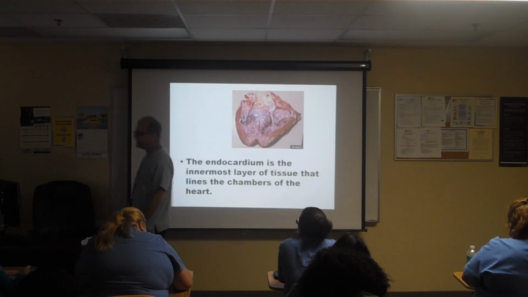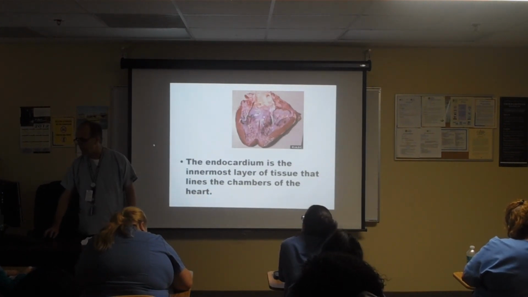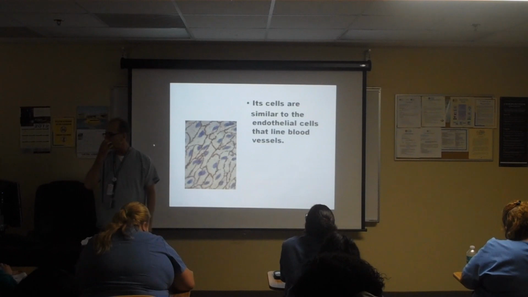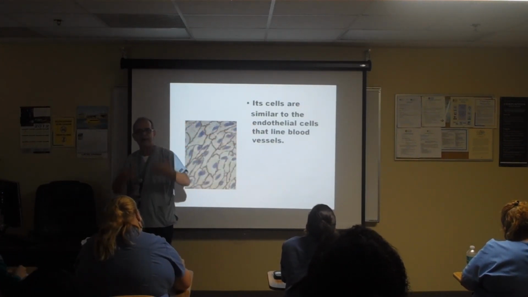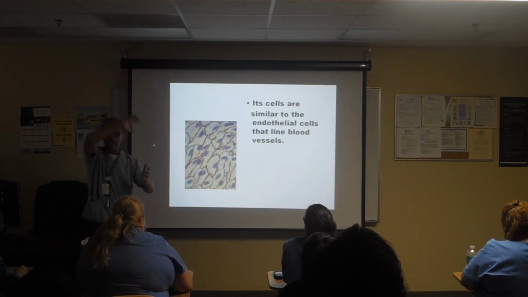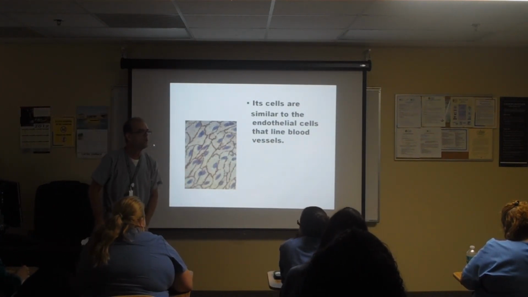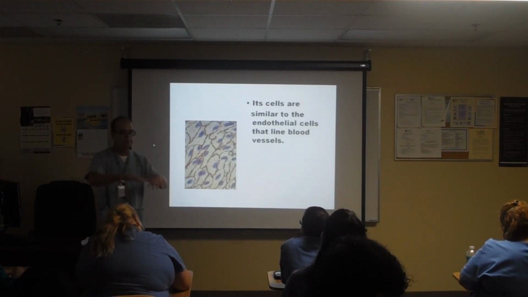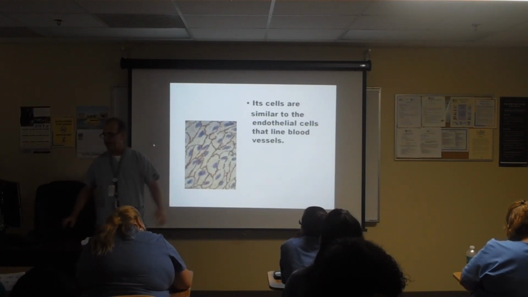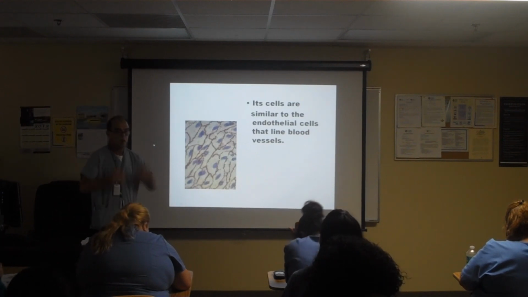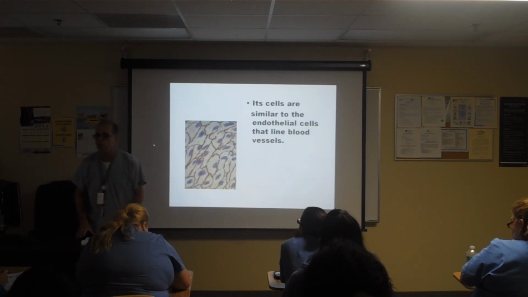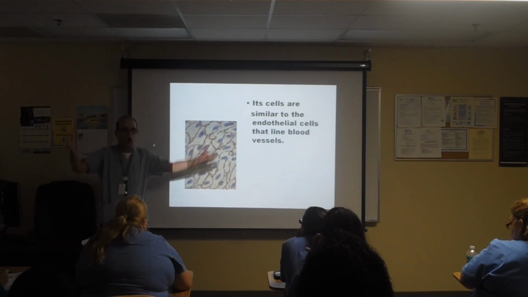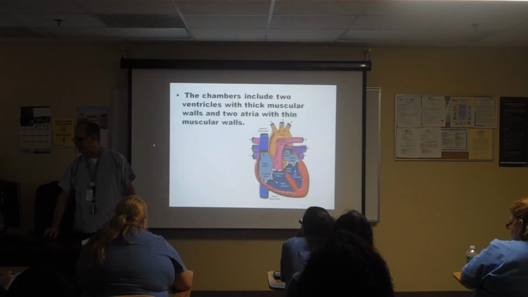The endocardium is the innermost layer of tissue that lines the chambers of the heart. Its cells are similar to the endothelial cells that line the blood vessels, are the same, are very flat, a continuation. What kind of tissue is it? An epithelium. Remember, epithelium is the tissue that covers any organs. Peritoneum is epithelium, pleura is epithelium, but endothelium also is an epithelium because it's a tissue that covers other organs.